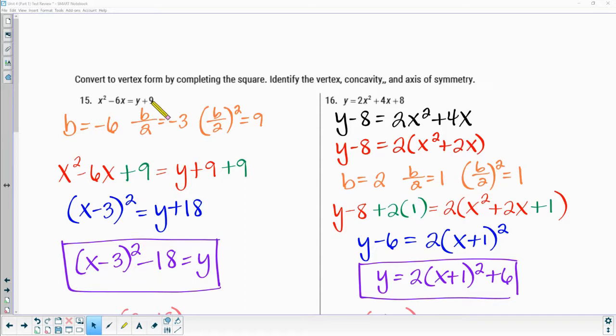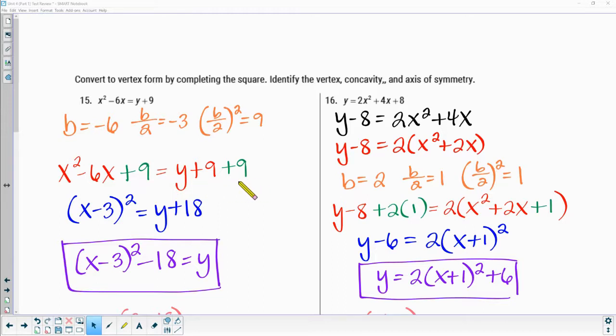Once you have done this, and once you have checked that a is equal to 1, you can go in and identify that my b value is negative 6. b over 2 is negative 3. b over 2 squared is positive 9. What you're going to do is add the b over 2 squared value to both sides of your equation. So x squared minus 6x plus 9 is equal to y plus 9 plus 9.